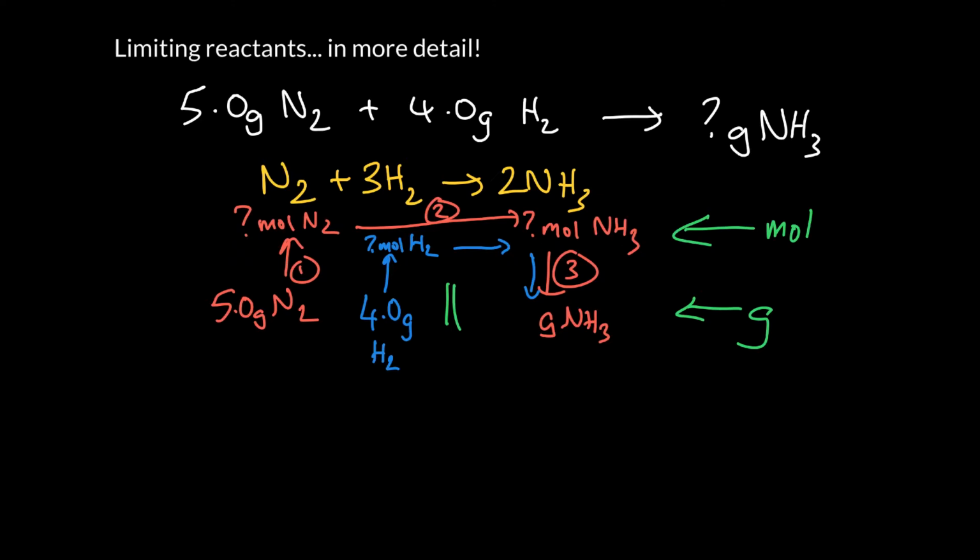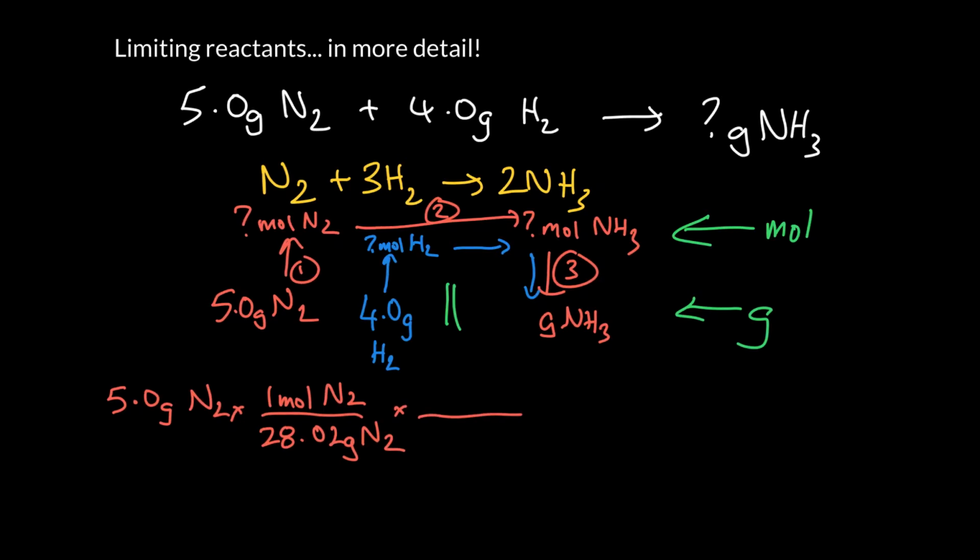So how are we going to do that? We're going to take each one and convert. So 5 grams of nitrogen. We need the molar mass, so we can add up the mass of 2 nitrogens. It is 28.02 grams per mole, I believe. Something like that. Anyway, that's step 1. So now we need to convert from moles of nitrogen to moles of ammonia. They're in a 1:2 ratio. So for every 1 mole of nitrogen that goes in, 2 moles of ammonia come out. And then step 3, we need to convert moles of ammonia to grams of ammonia.